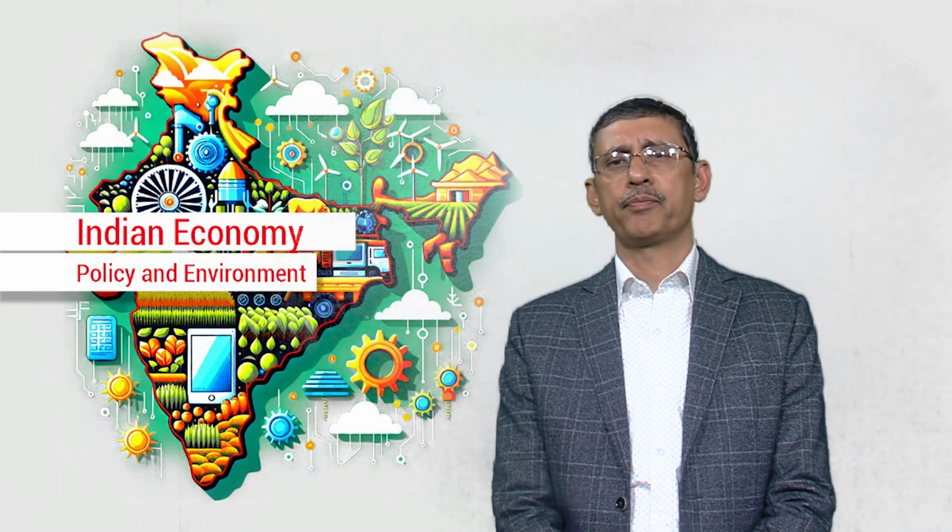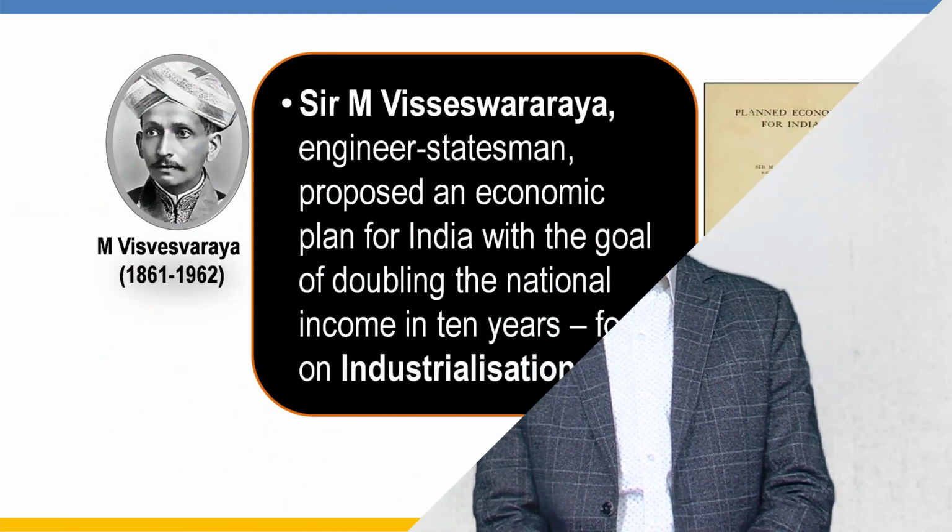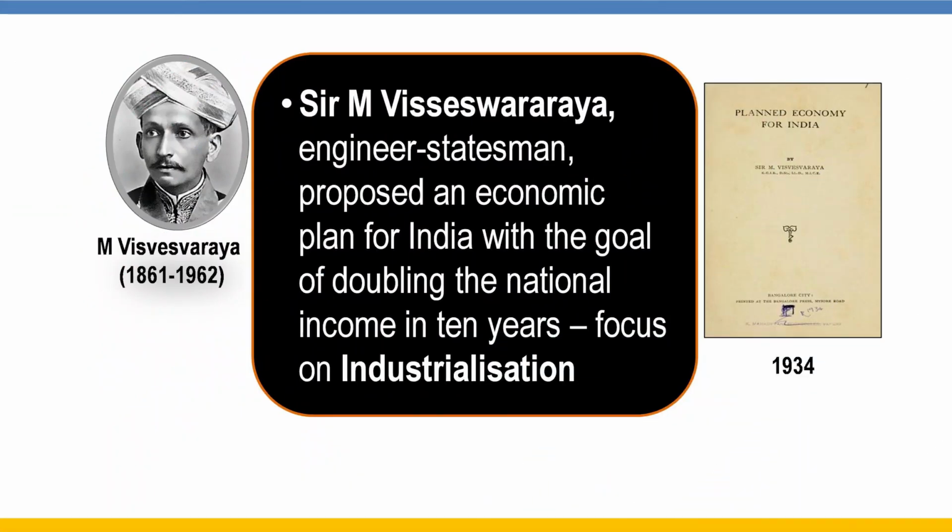In this context, the first thing in the discussion came from Sir Visvesvaraya. Visvesvaraya was an engineer-statesman, and he proposed an economic plan for India with a goal of doubling the national income in 10 years. His focus was on industrialization. He produced Planned Economy for India, a book, in 1934. And this was the first discussion on economic planning as a development strategy in the country.